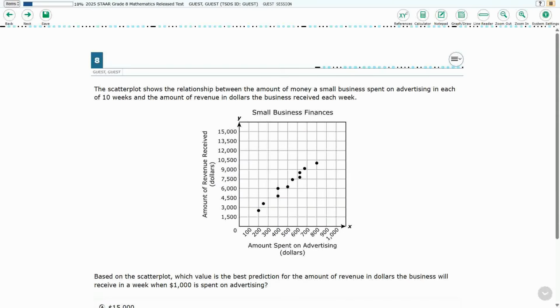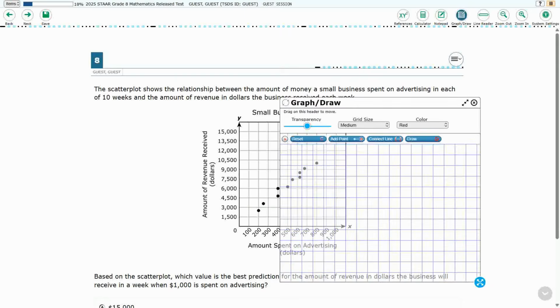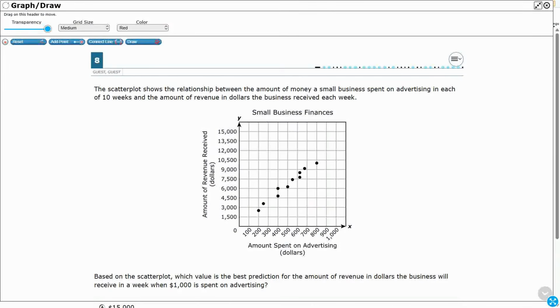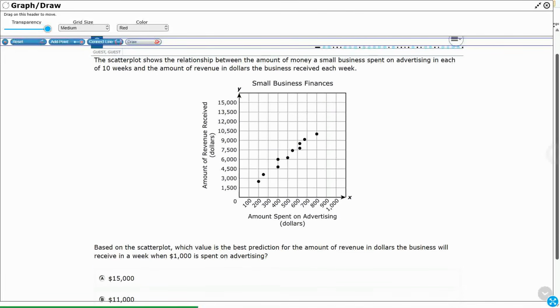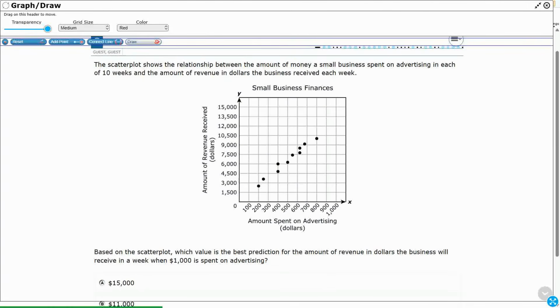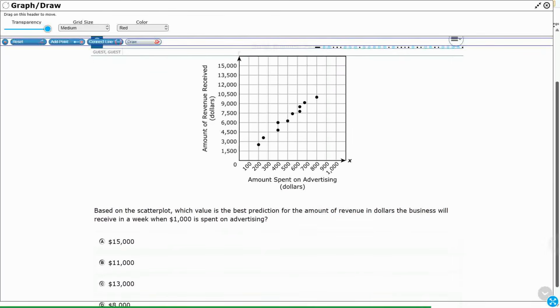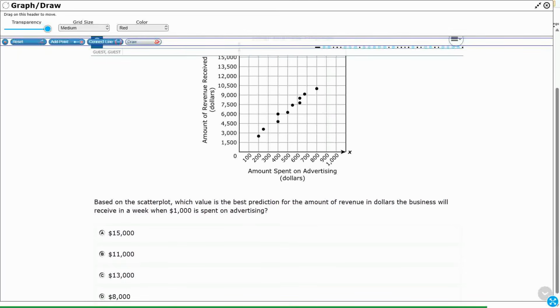For number 8, we are looking at trend line. This is 8.5b. And we have the scatter plot here. We've got some data. We're trying to find what's going to happen when we get that to $1,000 spent on advertising. So let me kind of move this down here. All right, so what we want to do is see if we can find a way to connect a line showing this linear relationship here. And we want to get it to 1,000. So that's going to be way over here.